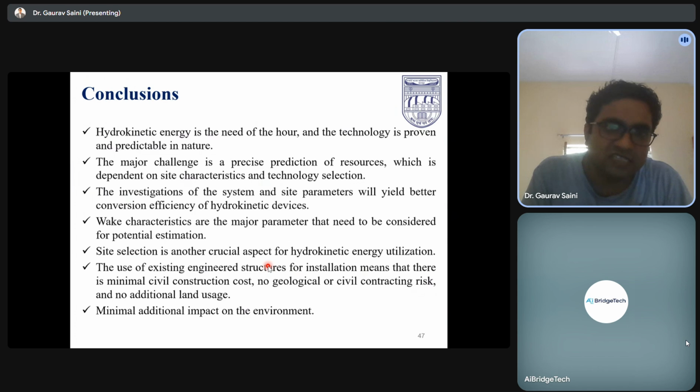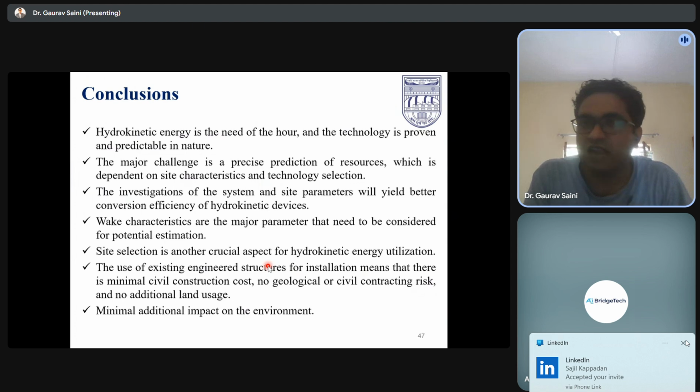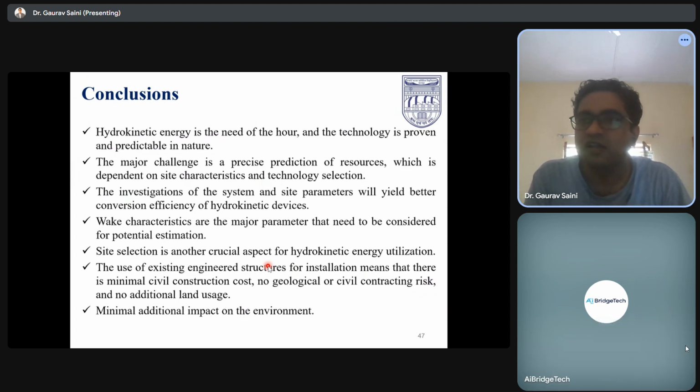And the major challenge is the precise prediction of resources, because the assessment of the sites is very crucial in the case of installing the turbines at various locations. And the investigations on the system and site parameters are also very important, because we need to have a particular technology. We need to understand the characteristics of the technology. So a lot of investigations are needed to investigate the system and site parameters.